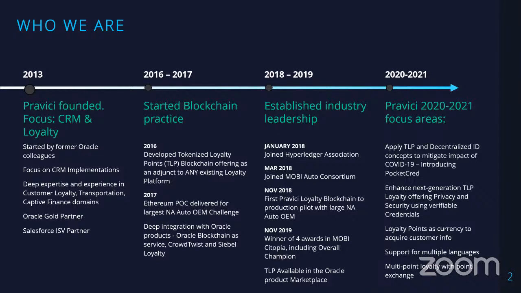Just as an introduction to what Pravici is, it was founded about 8 years ago. Primarily, we are a number of ex-Oracle folks who have been working on loyalty and CRM for a number of years. Out of our experience in the loyalty space, we found there is a good application for blockchain technologies in a loyalty context, in order to create what we call a consortium loyalty, where a set of cooperating companies would like to offer a loyalty program, and a great way to share the promotions, the data, and so on would be by using a ledger.